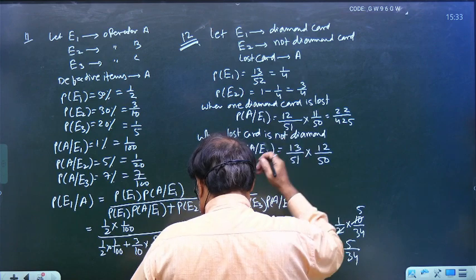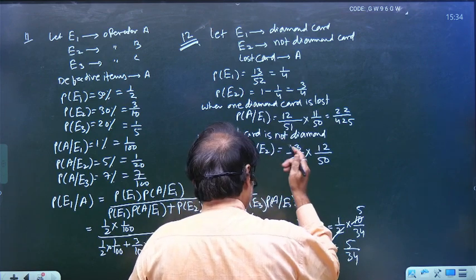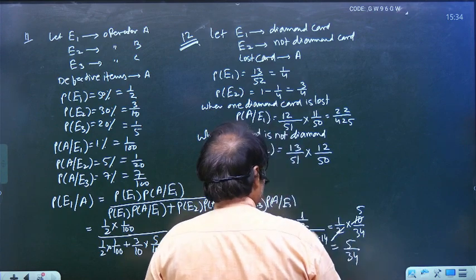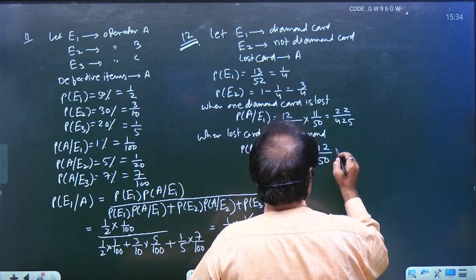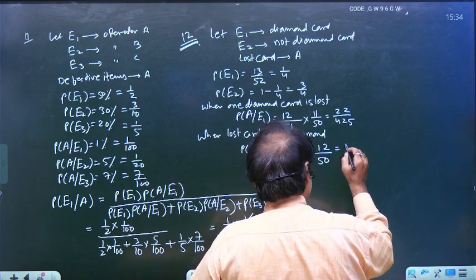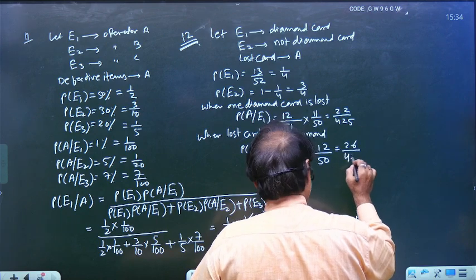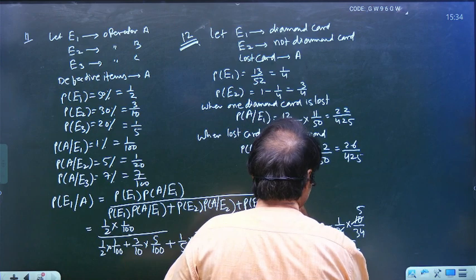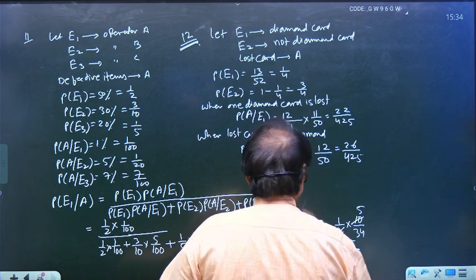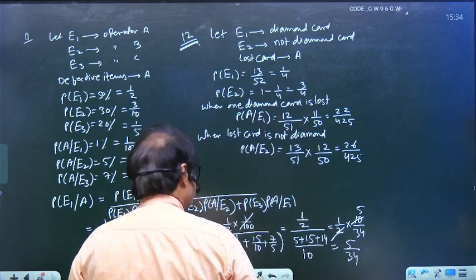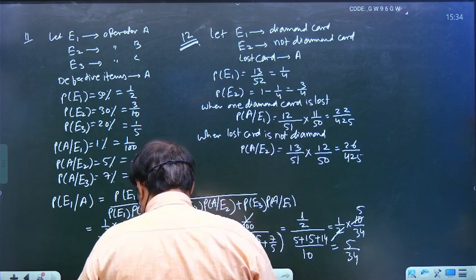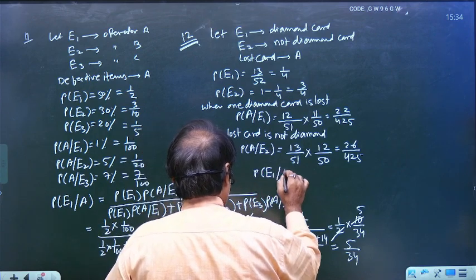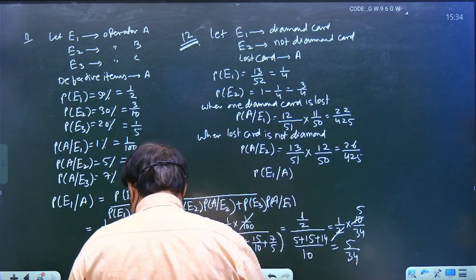11 by 50 and 12 by 51, then 13 upon 51 and 12 by 50. Yes. So now it will be 26 upon 425. Cancel it. Okay, so it will be 425. Now we have to find probability of E1 by A and now apply the Bayes theorem.